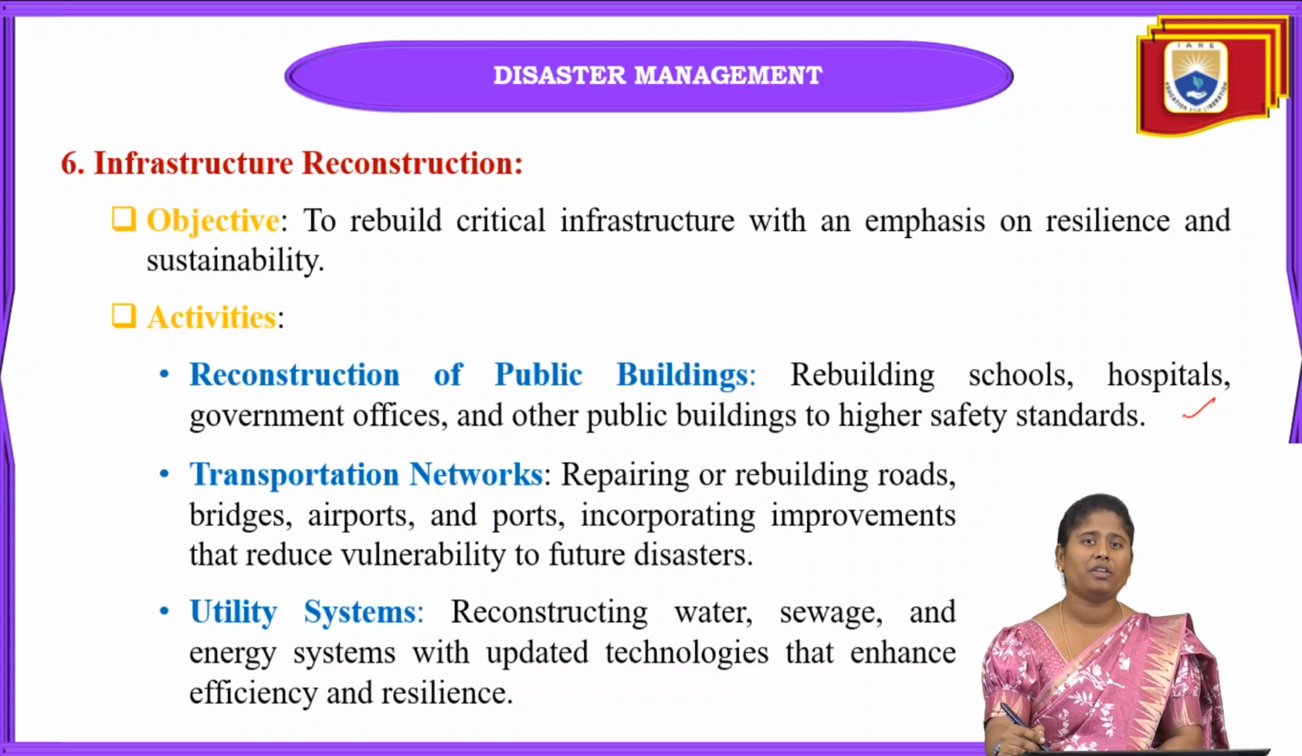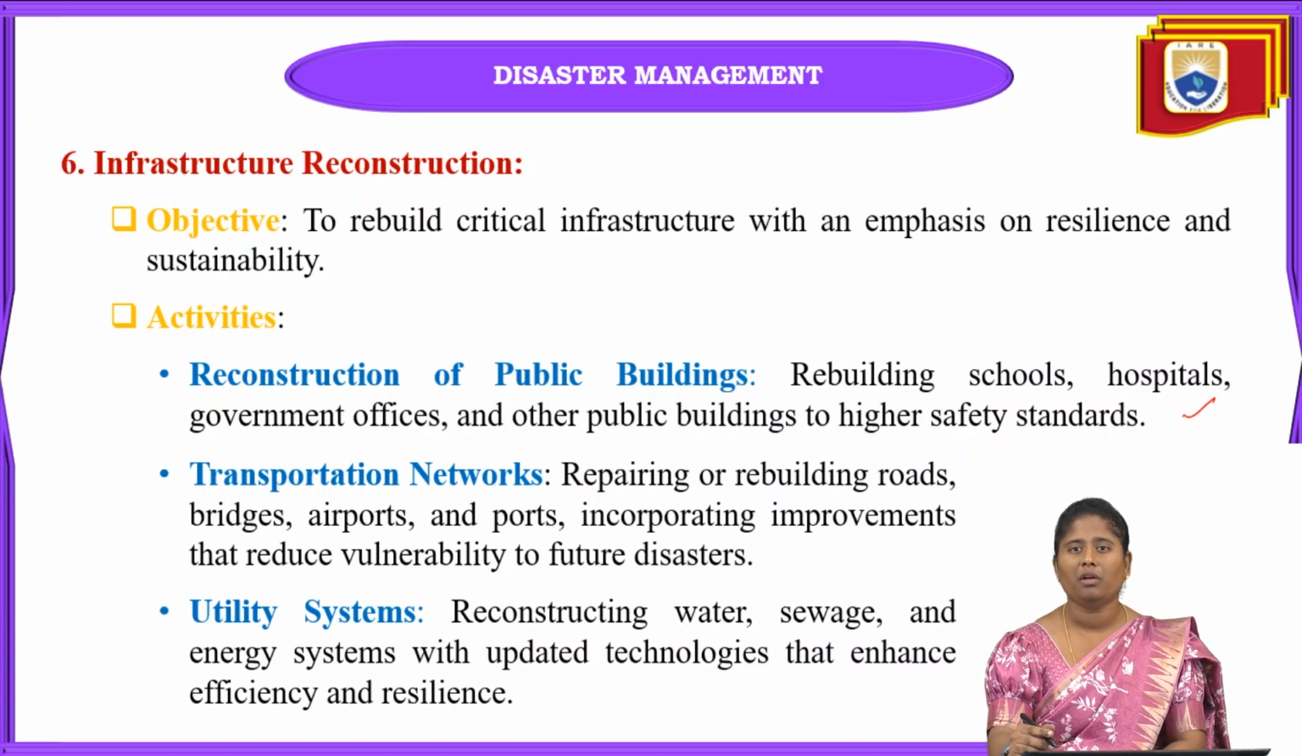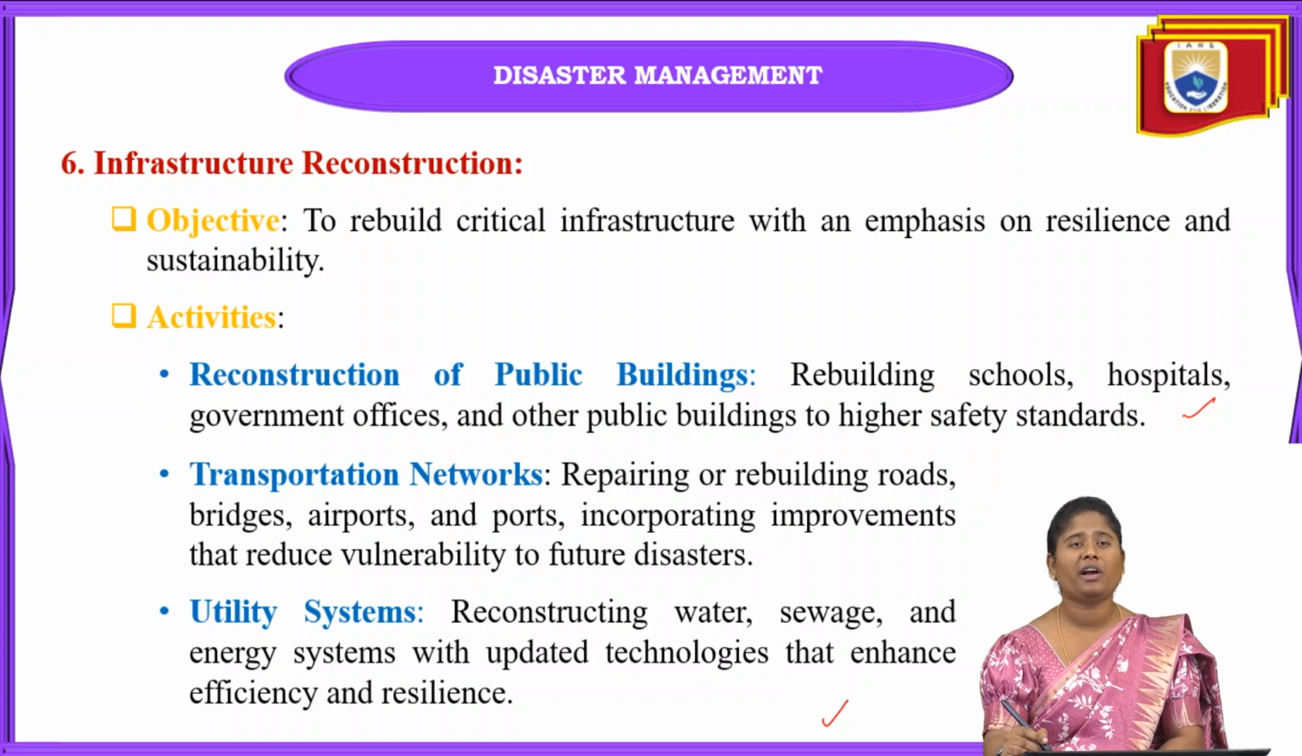to higher safety standards. Next one is transportation networks. Overall we have to reconstruct roads, ports, bridges, and airports for the improvement of the economy, and that can also reduce the vulnerability to future disasters. Next one is utility systems. Here we have to reconstruct the water facilities, sewage, and drainage systems with updated technologies so that it can save time and also enhance resilience and efficiency.